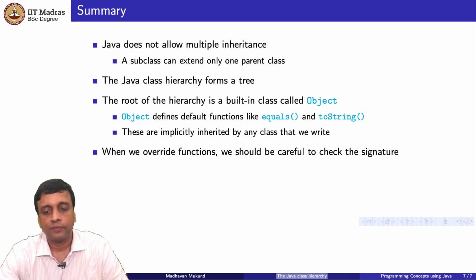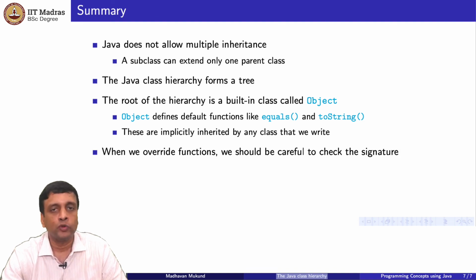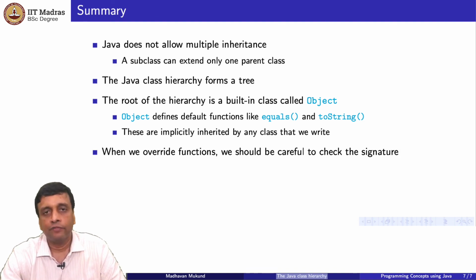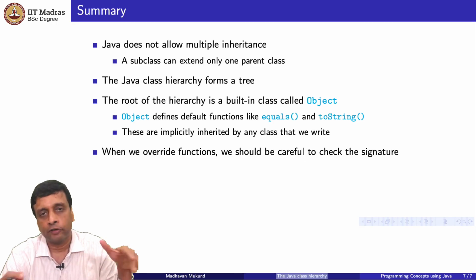So to summarize, what we have seen is that Java does not allow multiple inheritance. A subclass can extend only one parent class, because in general, if you have multiple inheritance, you could have contradictions. You could have different functions with the same signature coming from two different sides, and then the compiler doesn't know which one to take in case you have not overridden it. If you're going to inherit, which one do you inherit? A consequence of this is that any class and subclasses will form a tree, because you can always branch out but you cannot come back.